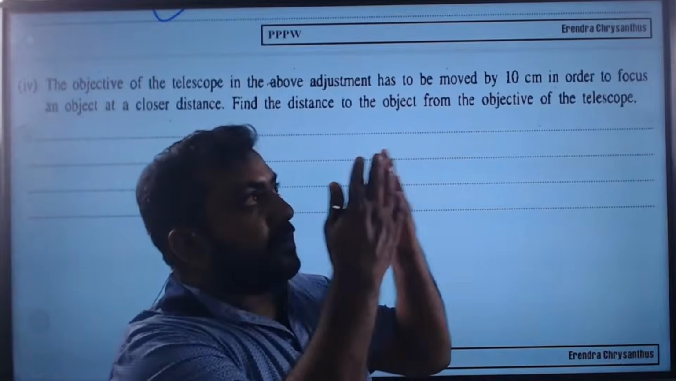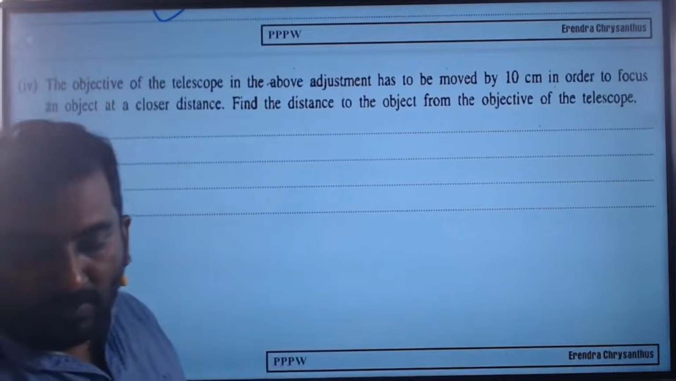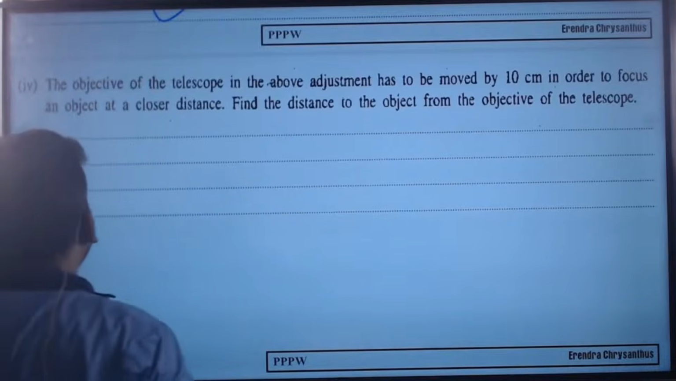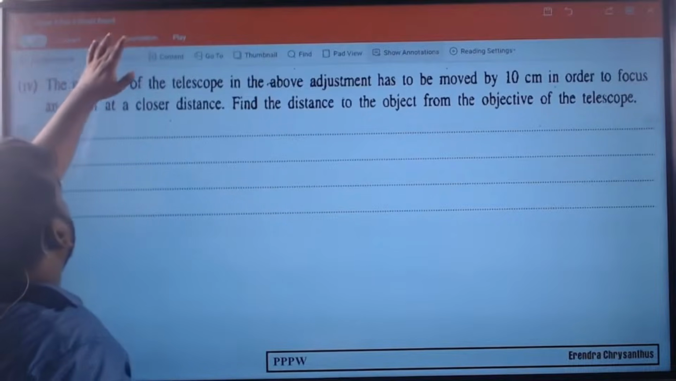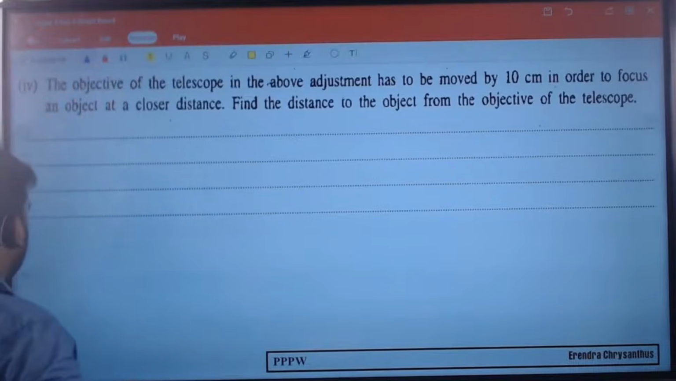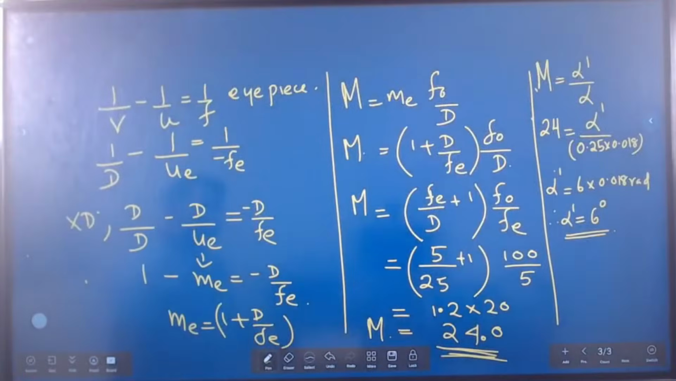So if you are looking far away, you must go behind. If you are looking closer, you must go forward. It's a very basic observation. So now, best is go back to the diagram.